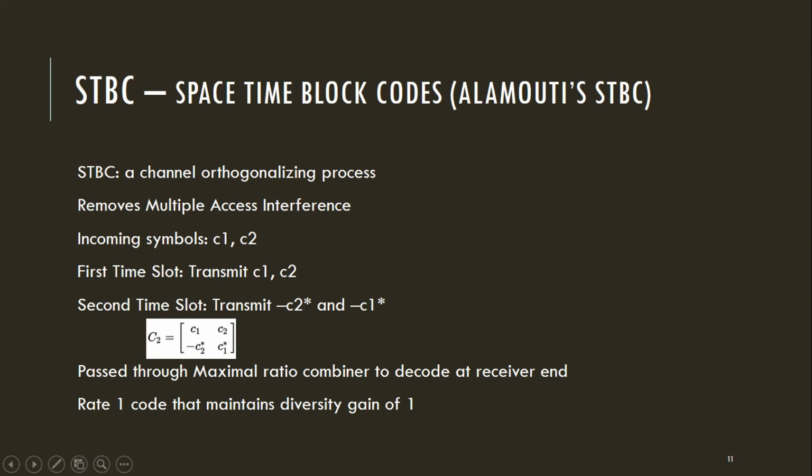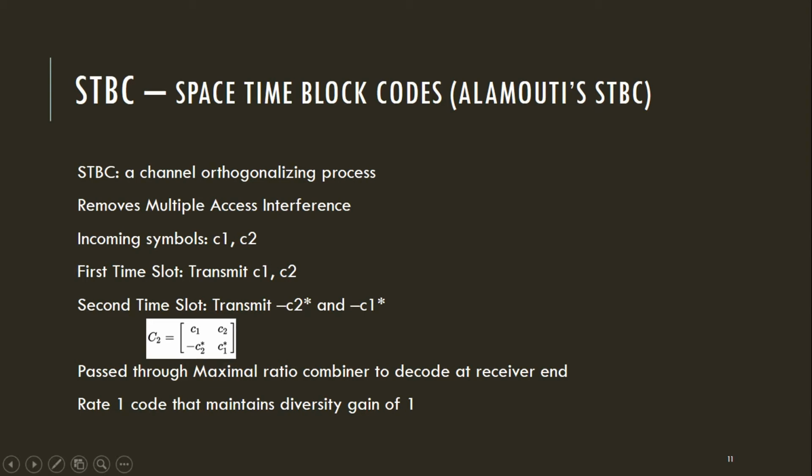So I would like to explain the Alamouti space-time block code algorithm here, because that is one of the most efficient algorithms, and that is what we've implemented. Considering a 2 cross 2 MIMO channel, in the first slot we would transmit C1 through antenna 1 and C2 through antenna 2. In the second time slot we transmit -C2 star through antenna 1 and C1 star through antenna 2 respectively. C1 star and C2 star are basically the complex conjugates of C1 and C2.